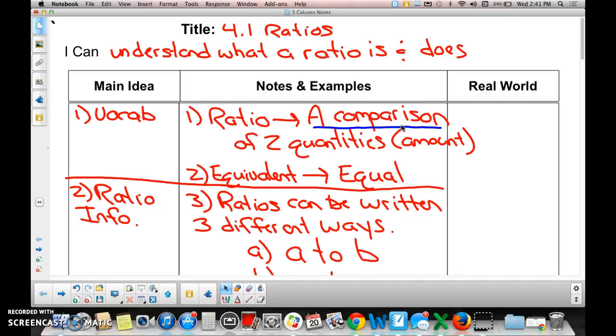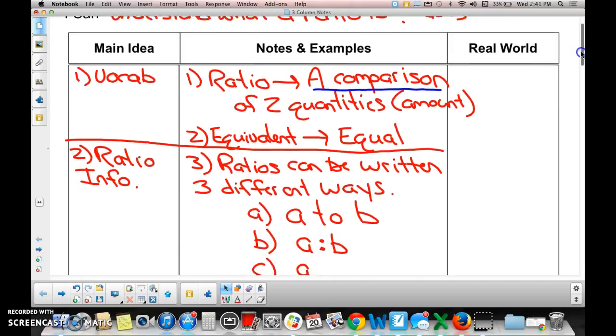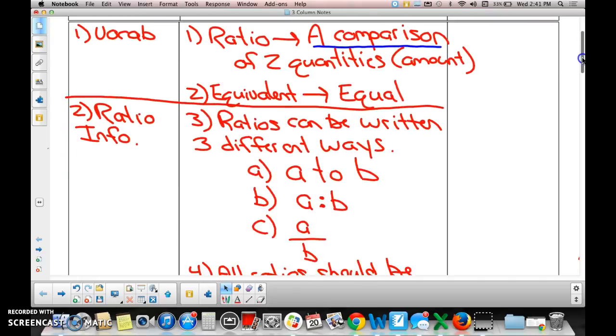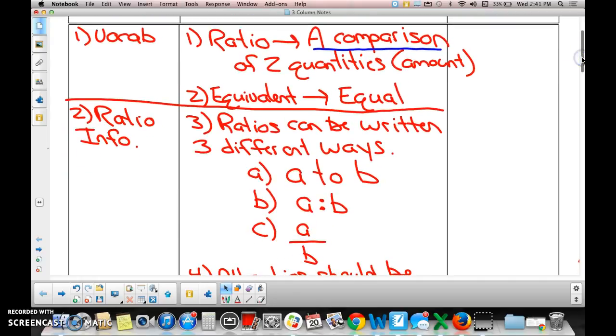What does equivalent mean? You gotta say that much louder. It means equal. Can you give me an example of something that is equivalent, Samira? 3/6 is equivalent to 1/2, or equal to 1/2, right? All right, so we're working on ratios.